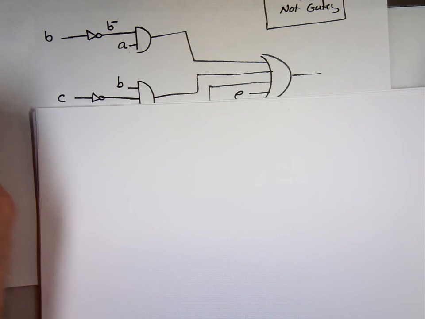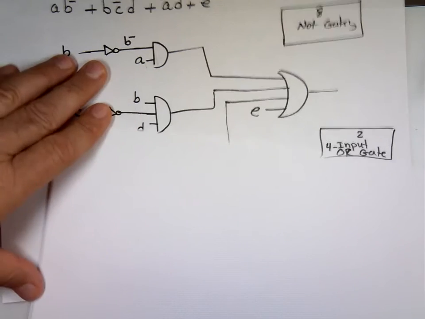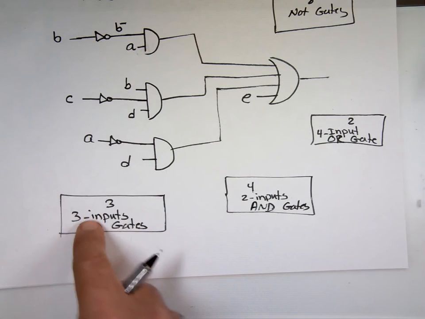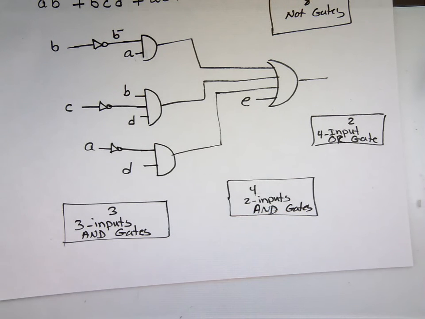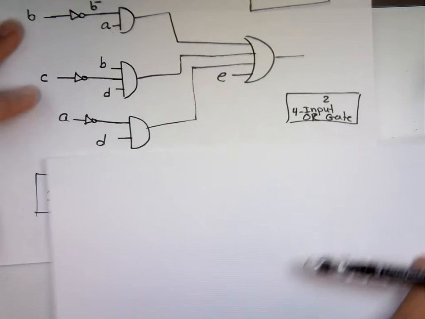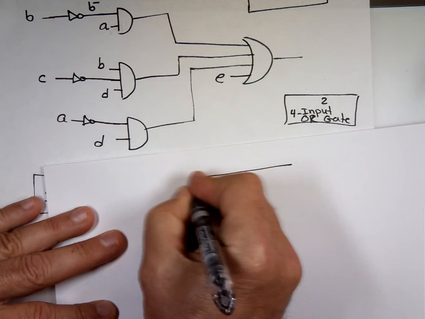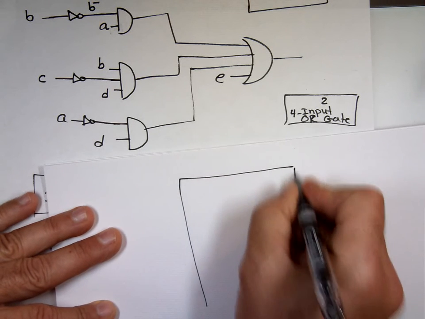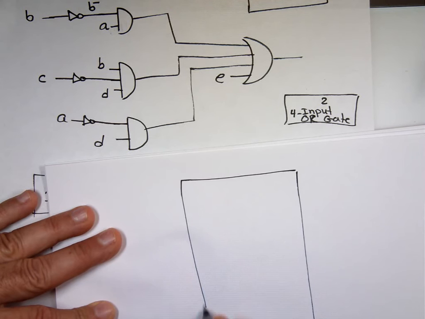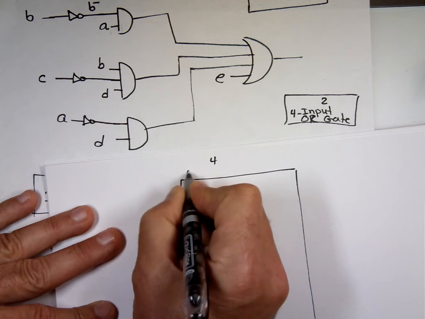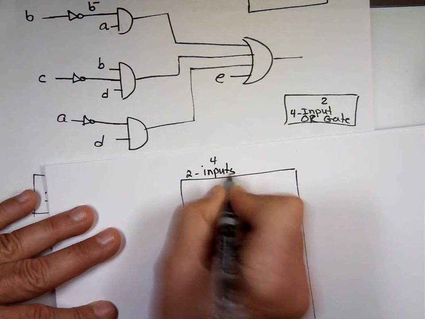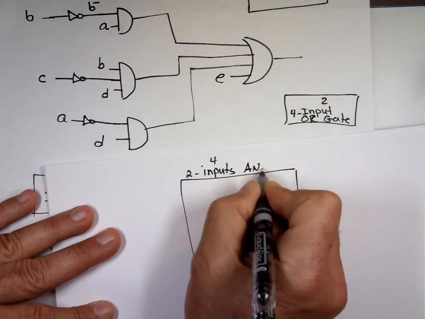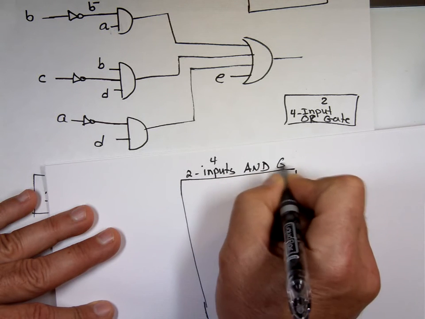How do we fix it? Instead of using this, how about use that one only? 4 2 input AND gates. That's what my chip will look like. 4 2 input AND gates. So you get 4 of them.